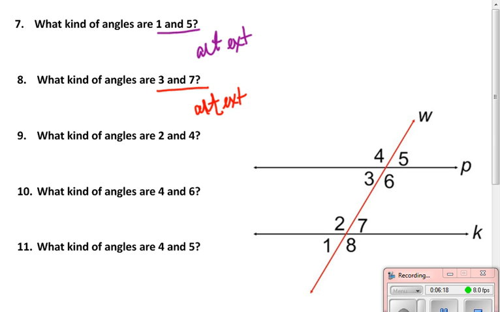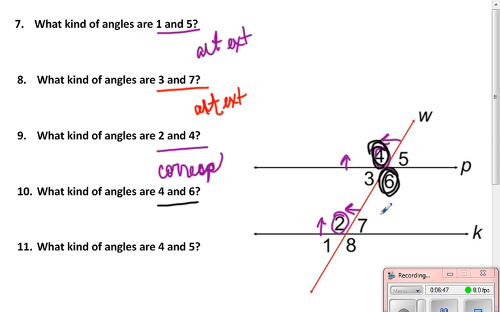If we look at 2 and 4, they are both to the left of the transversal. They're on the same side, hint, hint, of the transversal. They are both above the parallel line, so they correspond in position. So these are corresponding angles. If we look at 4 and 6, that's one of our old angle pairs because they make V's, and so those are vertical angles.